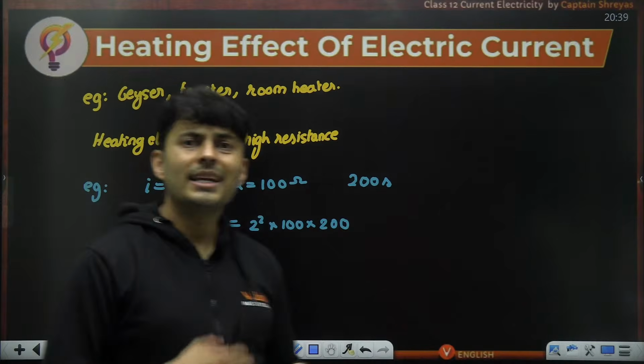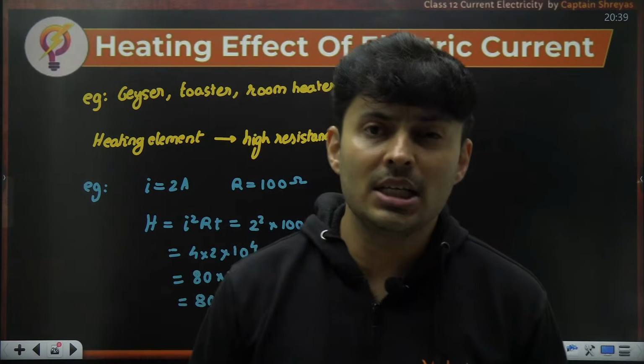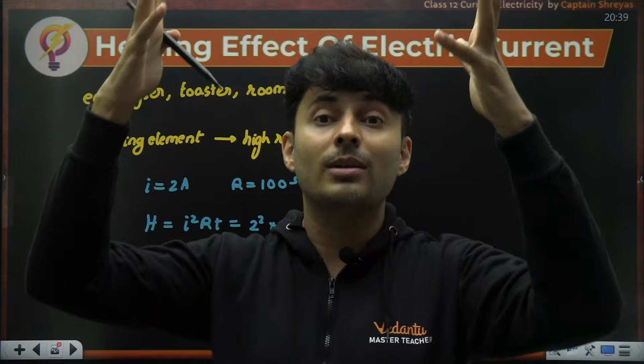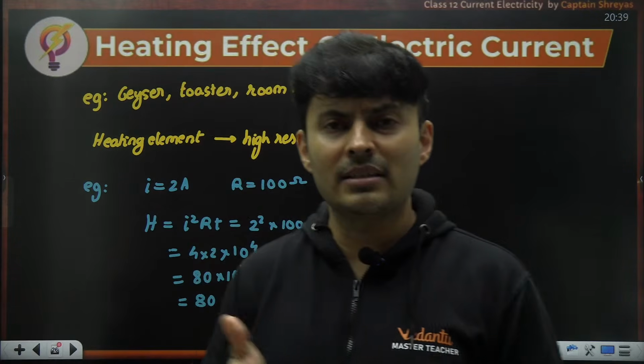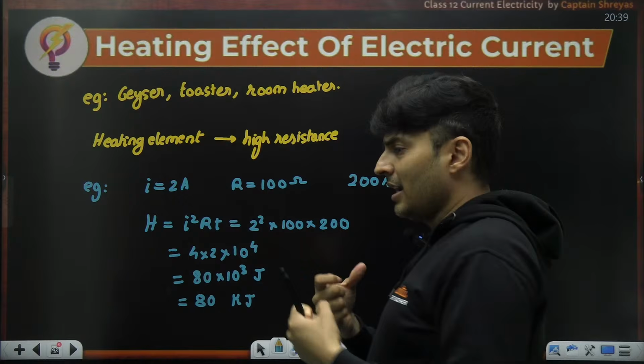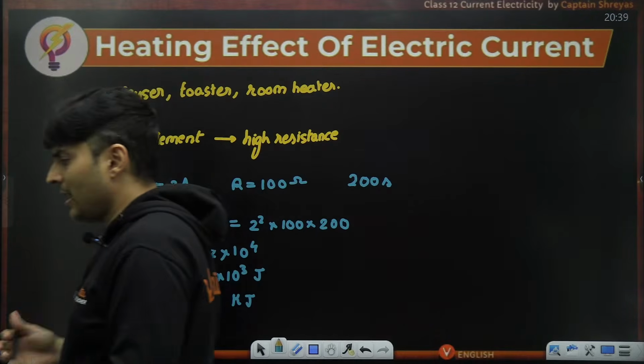This heat can be used for mc delta T or mL, which are your calorimetry and heat thermodynamics concepts. So this heat can melt something, heat some water, evaporate something, anything like that can happen.